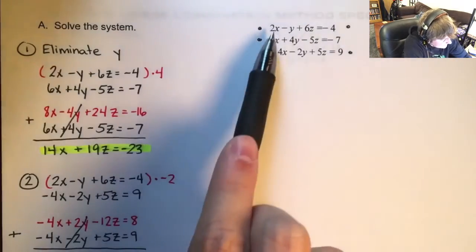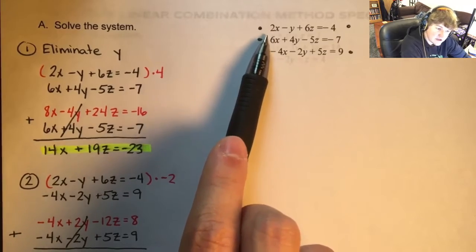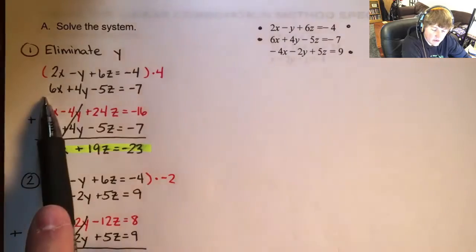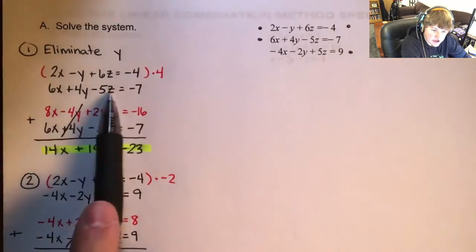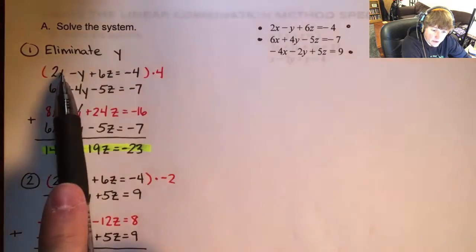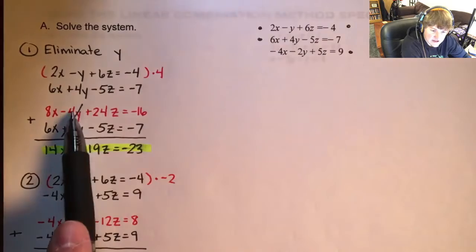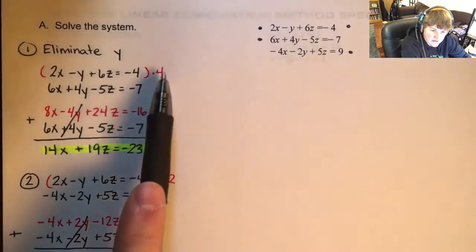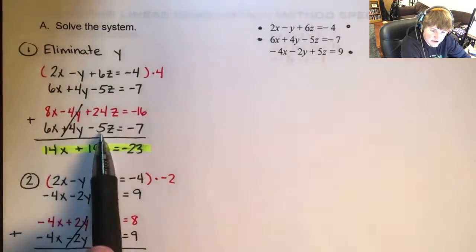And so I took the first two equations, as you can see here, because I put my two little dots there just to notate that that's what I'm doing. So I wrote the first equation down, and then I wrote the second equation down. Okay, after I wrote the first two equations down, I said I'm going to multiply by 4. So 2 times 4 is 8, negative y times 4 is negative 4y, 6z times 4 is 24z, 4 times negative 4 is negative 16. And then I just copied this one down as is.